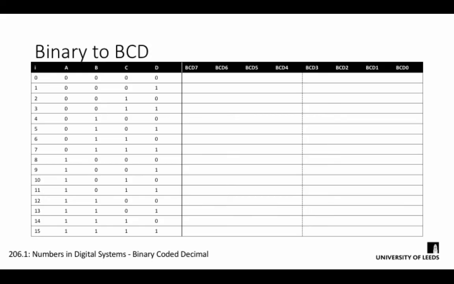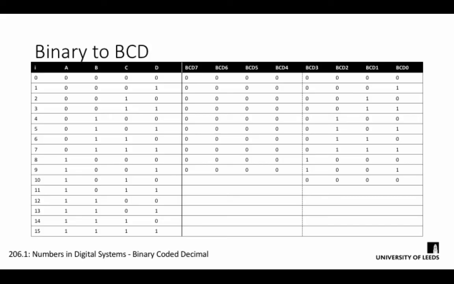For the first 10 values, the BCD output simply follows the binary input. But when we reach the decimal value of 10, this first 4-bit chunk resets to 0 to represent the 0, and the second chunk increases by 1 to represent the 1 in the tens unit. We then begin to count up in the first chunk again.